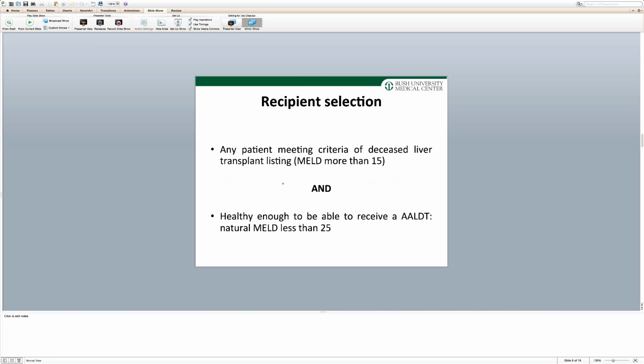So which patients with end-stage liver disease should be considered for living donor liver transplantation? First of all, any patient meeting criteria for deceased donor liver transplant should be considered for living donor liver transplantation as long as their MELD score is more than 15 and they are healthy enough to receive an adult living donor liver transplantation. That means they should not be very sick. That means the MELD score has to be less than 25 in the majority of the centers.